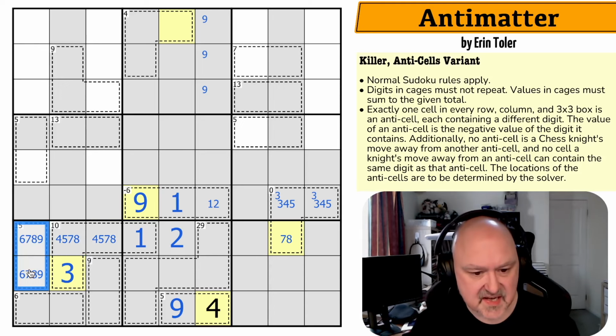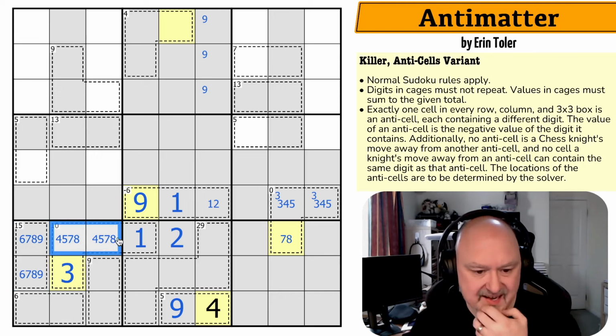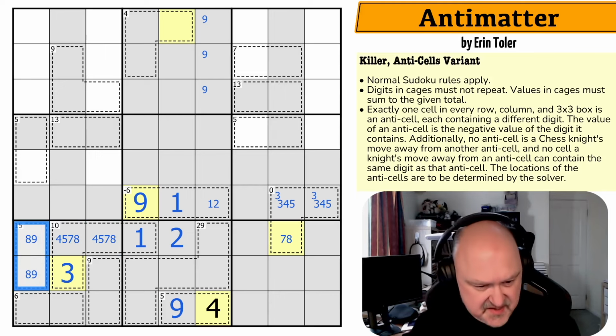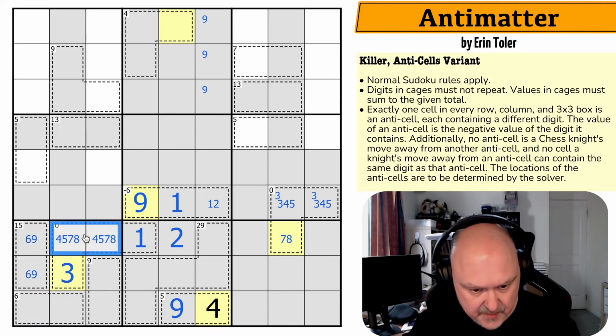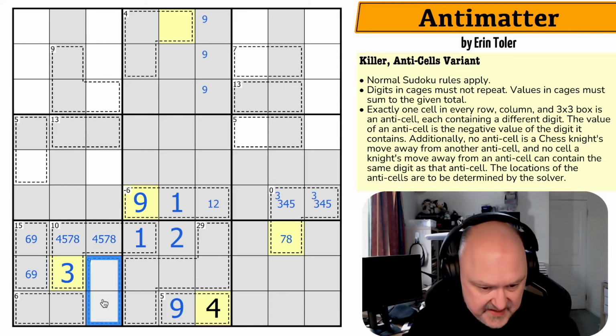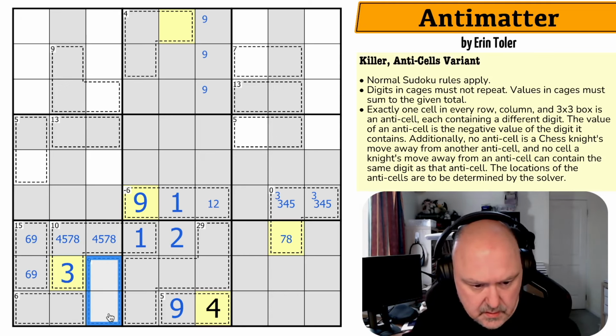That has to be 9-6. Yeah, 7 or 8 has to be in here, so I can't put 7-8 here. There must be a 7 or an 8 in here. So this is 9-6, because the other way of looking at it is, where is 9 in this box? I now can't put 9 in here. The other 7 or 8 is in here, because I can't put a 7 or an 8 in a natural 6 cage.